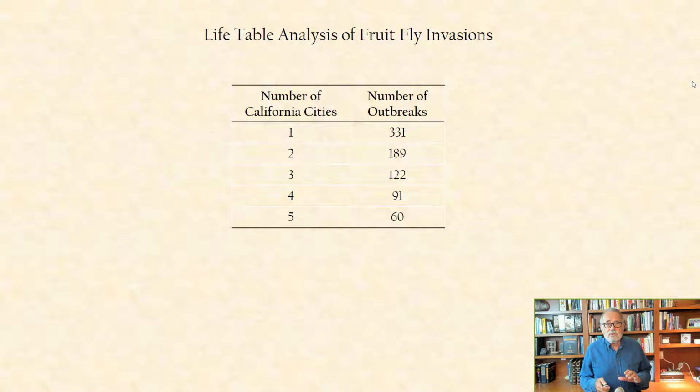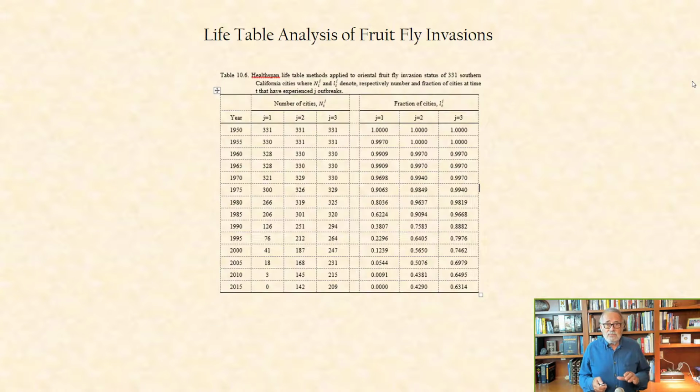The data for the 331 California cities in which one or more fruit fly outbreaks have occurred are presented in a life table format in this table. Note that the first column contains the year from 1950 through 2015. The next three columns contain the number of cities that remain uninfested, for 1, 2, or 3 levels of outbreaks. These numbers are converted to fractions of the original in the last 3 columns in this table, which effectively represent the survival or lx columns of a life table.